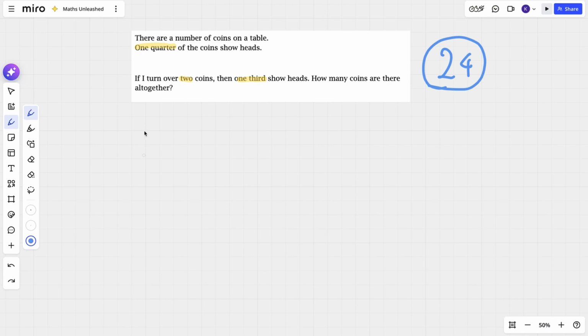If there are 24 coins, this means originally 6 of them showed heads and 18 of them showed tails. If we turn over 2 tails, there will be 16 tails and 8 heads, which means in total there are 24 coins. This means it works and there are in fact 24 coins altogether.